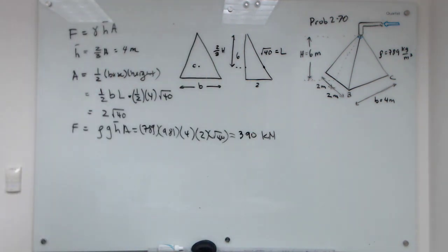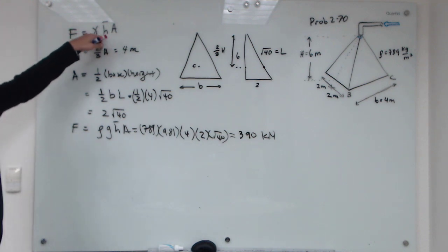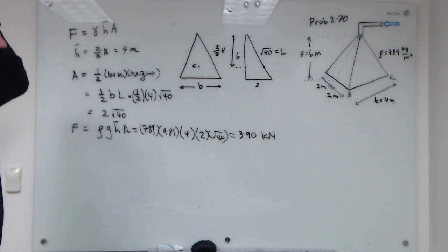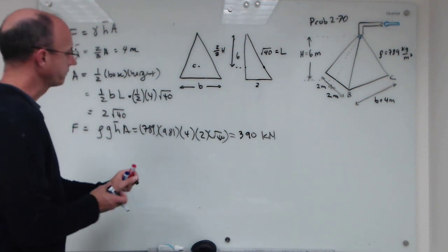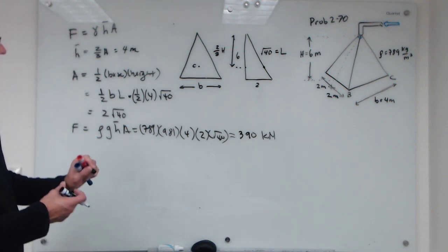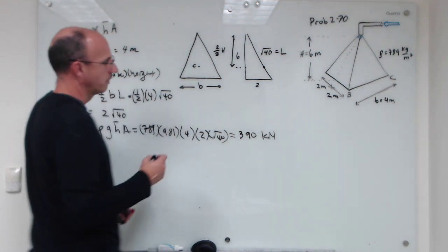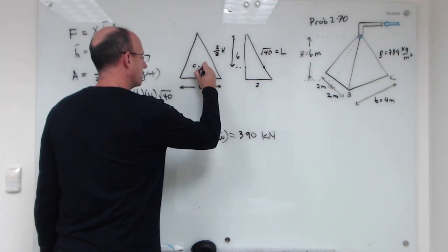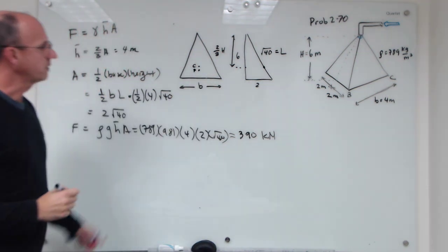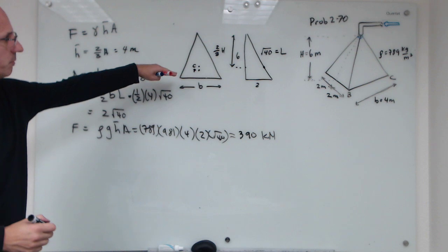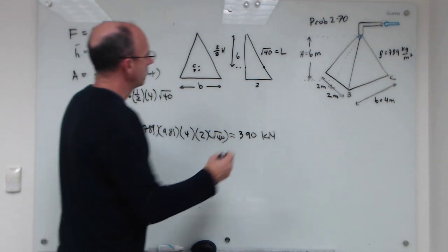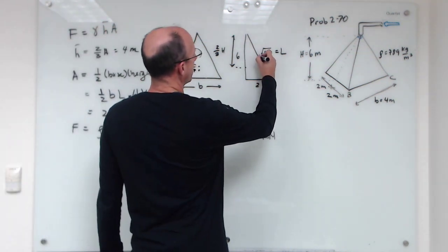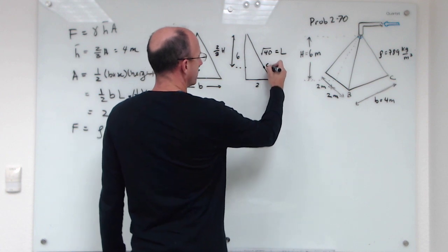Okay, so we can work through the resultant force using the formula method, as long as we interpret H bar and A correctly. Now what we need to do is interpret where the center of pressure is. We need to find that, and we can expect that it's going to be below the centroid of that surface. The center of pressure will be below that.